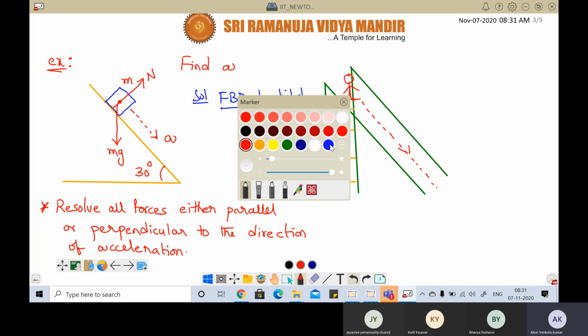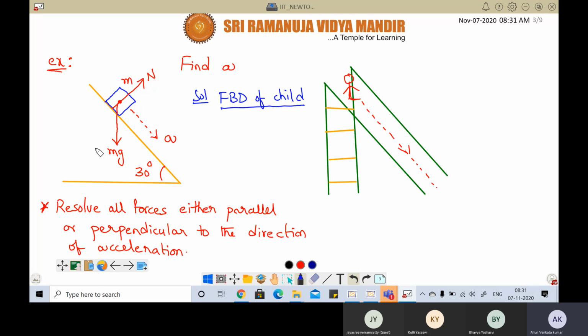Now let us see how many forces we have. Sir, two forces: mg and normal reaction. Now, is this normal reaction parallel or perpendicular to acceleration? Acceleration is the direction in which the body will move. Sir, perpendicular. So it is already perpendicular to the direction of acceleration, so we don't have to resolve that one. What about mg? Is it parallel or perpendicular?